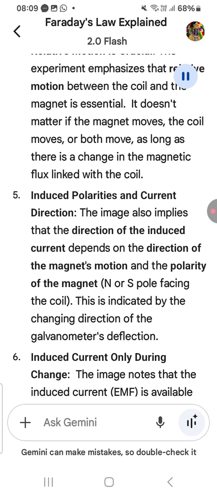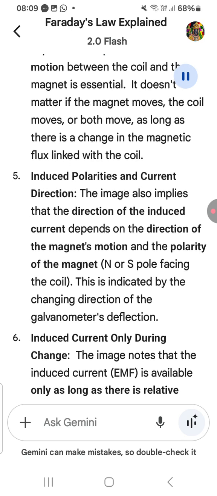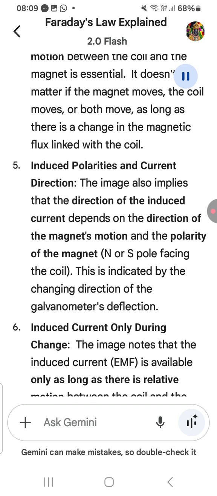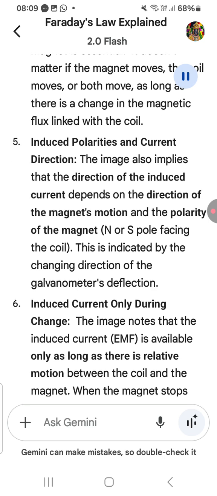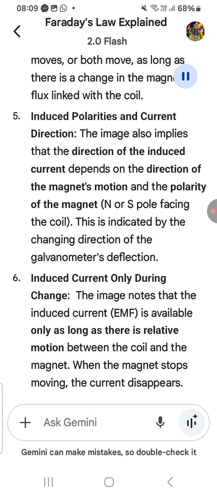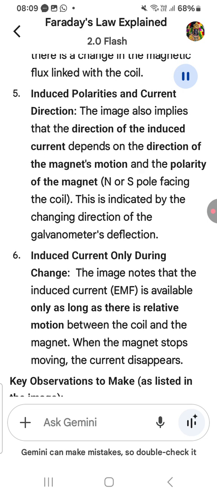6. Induced current only during change. The image notes that the induced current, EMF, is available only as long as there is relative motion between the coil and the magnet. When the magnet stops moving, the current disappears.